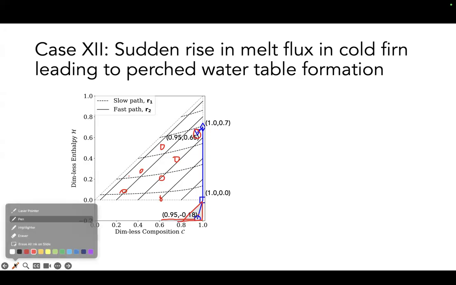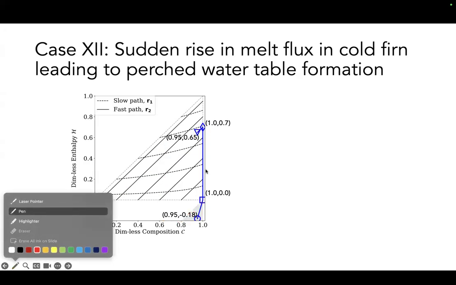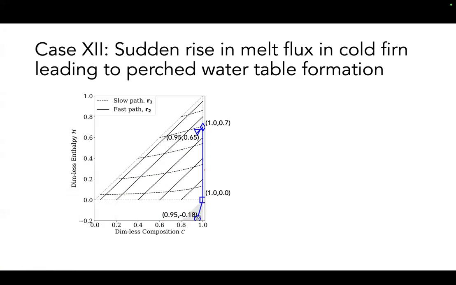So the solution in this case is you go to this point from the right state. So it could be any point here in this region. You connect it to this point, C equals 1, enthalpy equals 0. You connect it to this point. And then from the left state, you go along the fast path.